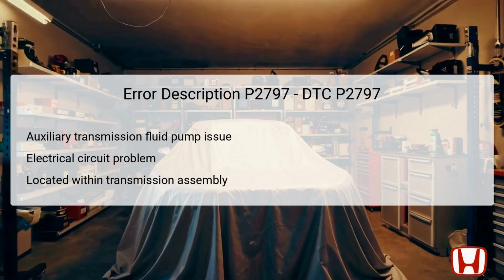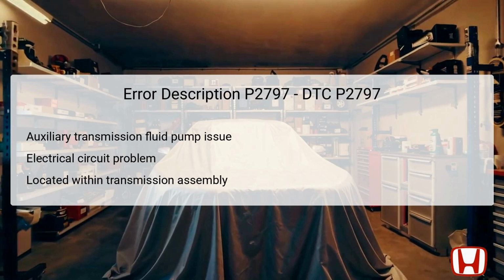The P2797 error indicates a specific problem with the auxiliary transmission fluid pump's performance in Honda Accord models from 2017 to 2023. The auxiliary transmission fluid pump is responsible for circulating the transmission fluid, which provides lubrication and cooling to ensure optimal function of the continuously variable transmission, CVT. Its positioning is crucial, as it is integrated within the transmission assembly, affecting its performance directly.